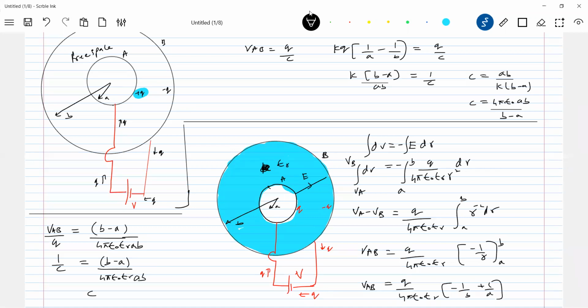Now all together, what will happen to the capacitance? It is 4 pi epsilon r AB by (B minus A). So the capacitance will increase by epsilon r times when you fill up a dielectric medium in the region between the shells. This concept you can extend to the cylindrical capacitor also, which is widely used in applications, more than parallel plate or even spherical ones.